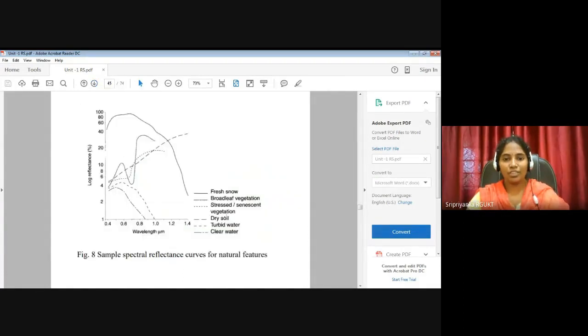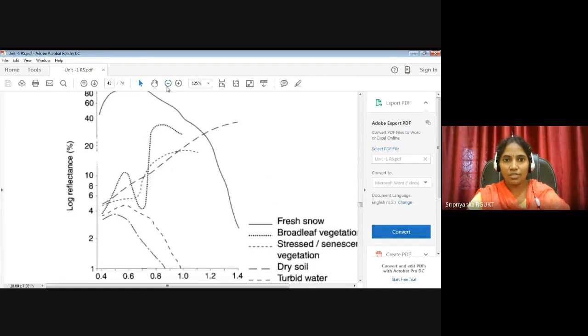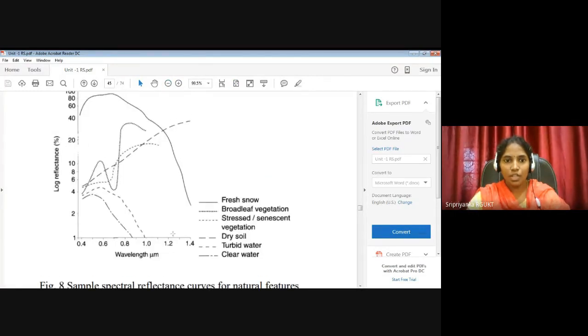Let's see this curve first, and then we'll move on to the satellite part. If you see, there are so many curves here. You can see what these curves are. The first curve is nothing but your clear water. You can see what the clear water is doing. It is just showing a peak at this part.